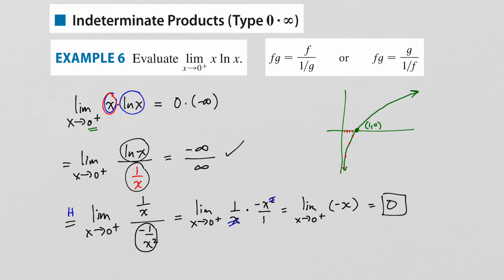So when you have an indeterminate product, 0 times infinity, what we do is we employ this technique. We put one of these functions as a reciprocal in the denominator, which will always convert it into a L'Hopital indeterminate, and then we just apply L'Hopital's rule.